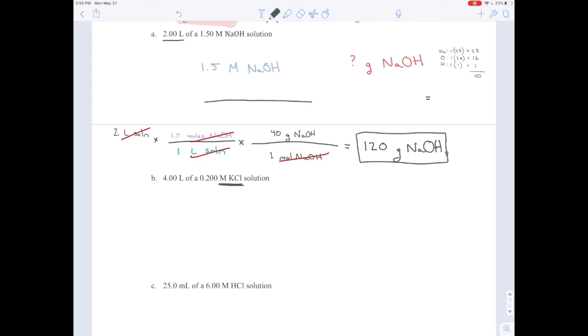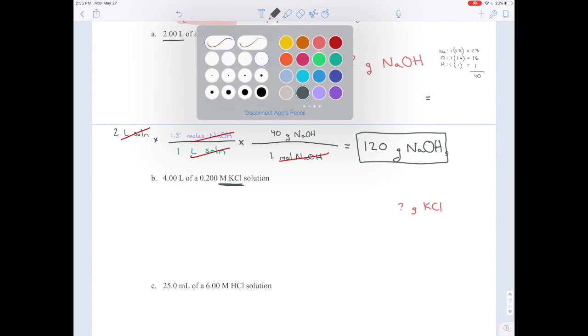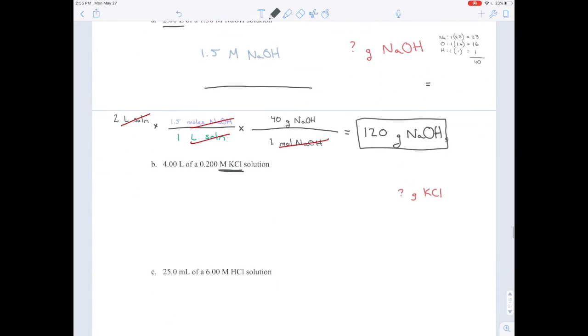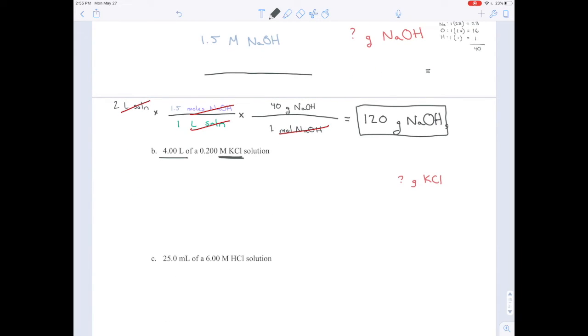So here, they want grams of KCl, potassium chloride. And what they give you are 4 liters, so that's the number that they give you that's all by itself. The other number they give you is the molarity. They give us 0.2 molar, so we have 0.2 molar KCl, potassium chloride.